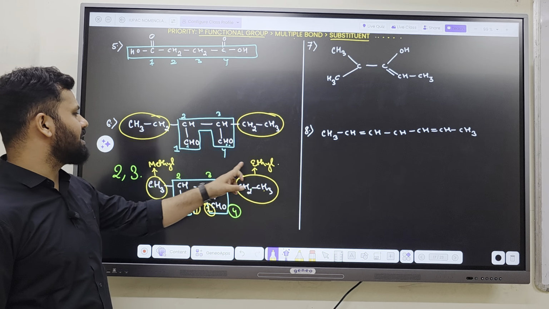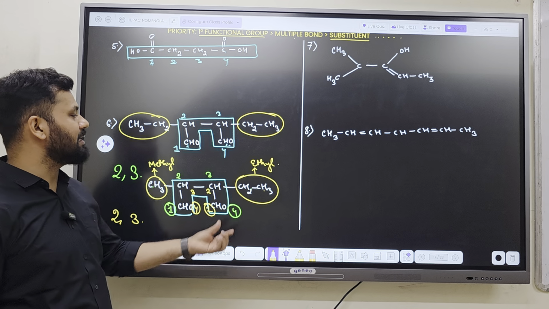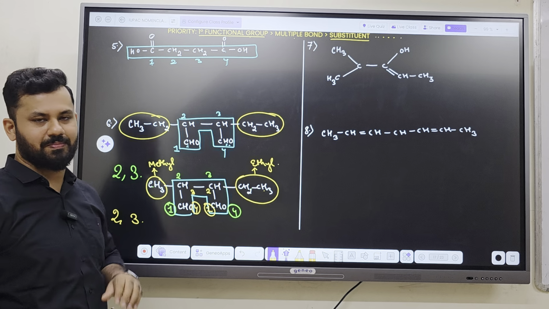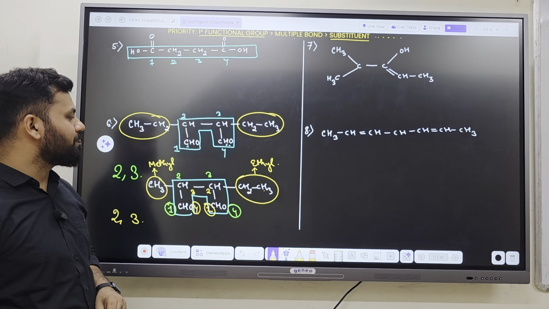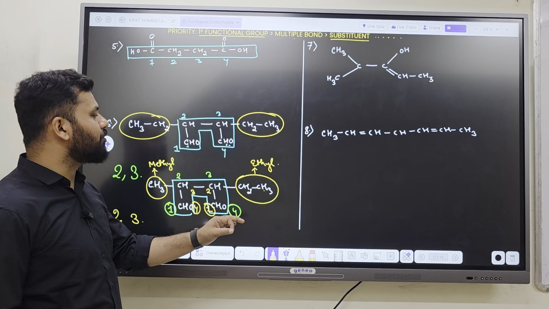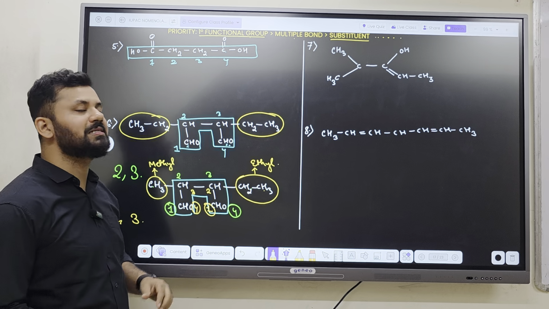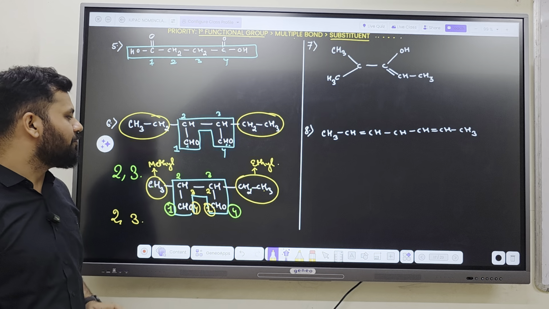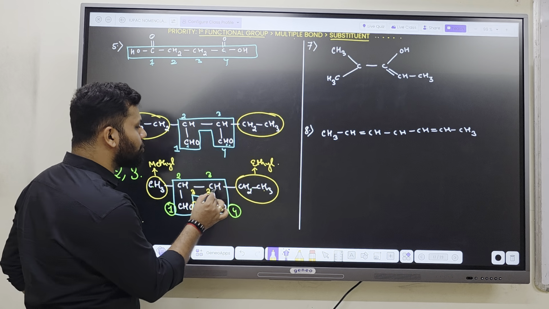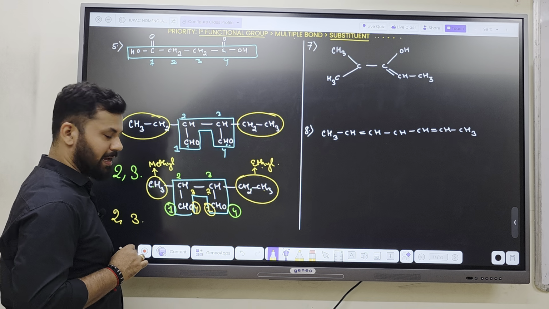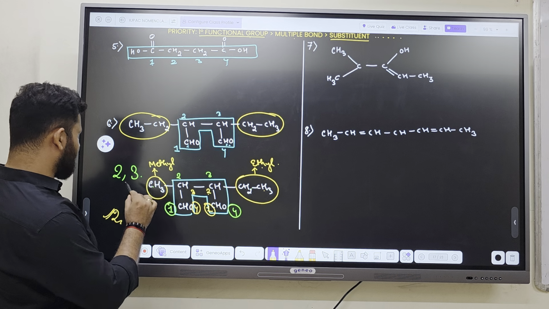So between methyl and ethyl, alphabetically ethyl would occur first, and therefore we will prefer to give the minimum locant, minimum number, to the ethyl substituent. That is, we would prefer giving number 2 to ethyl, and therefore this is the correct way of numbering.